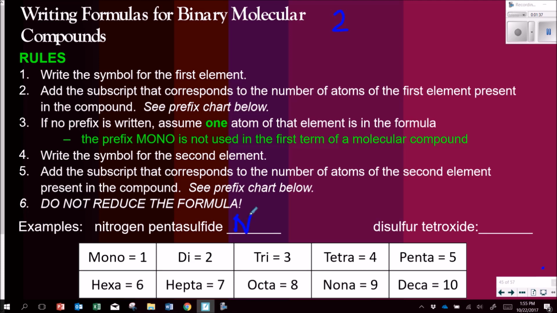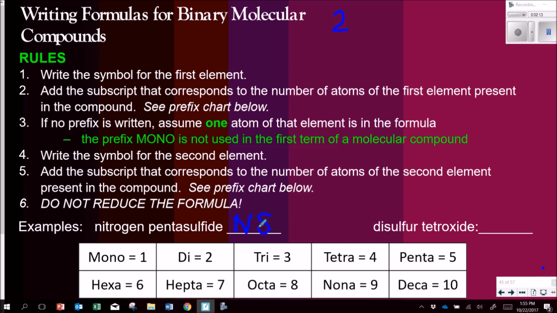Number 2, add the subscript that corresponds to the number of atoms of the first element present in the compound. If there is no prefix, we assume 1. So there is no prefix in front of nitrogen, so I have 1 nitrogen and I just leave the N alone. Number 4, write the symbol for the second element. My second element says pentasulfide. Sulfide comes from the element sulfur, so I write S.